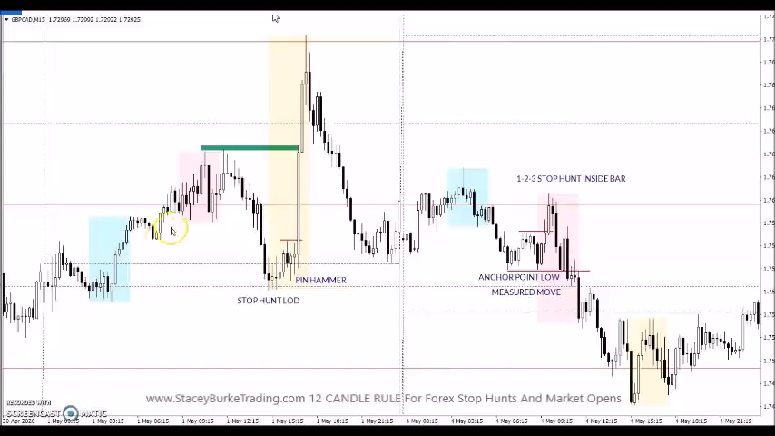But again, following the existing trending move up, stop hunt low, working the low of the day, hitting the stops, not going anywhere, sideways, pin hammer. An explosive move back to the high.